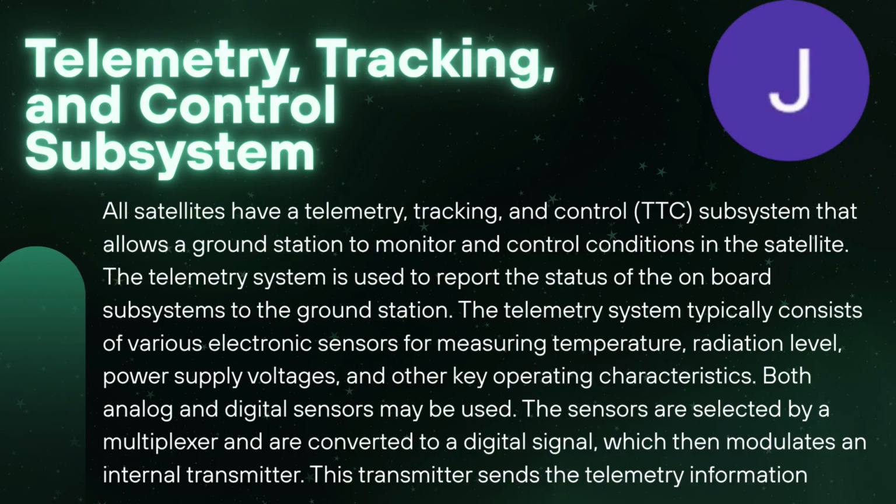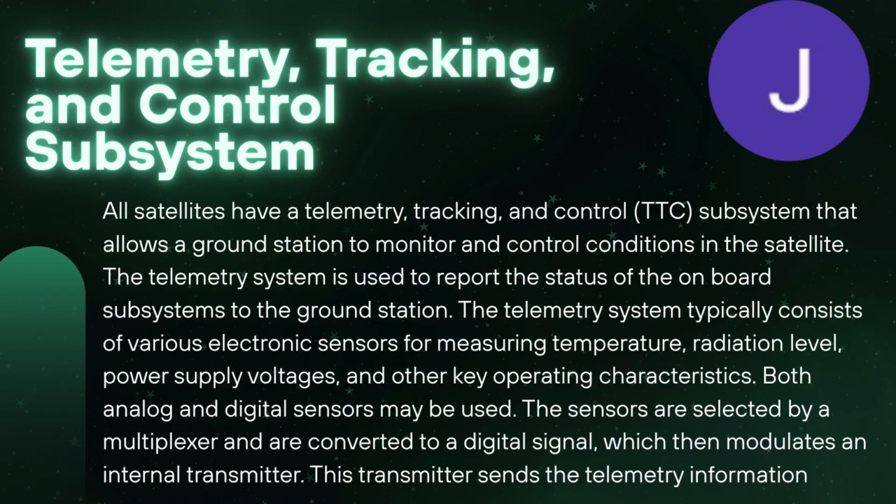Next, we will talk about the telemetry, tracking, and control subsystem. All satellites have a telemetry, tracking, and control, or TTC, subsystem that allows a ground station to monitor and control conditions in the satellite. The telemetry system is used to report the status of an onboard subsystem to the ground station. The telemetry system typically consists of various electronic sensors for measuring temperature, radiation level, power supply voltages, and other key operating characteristics. Both analog and digital sensors may be used.